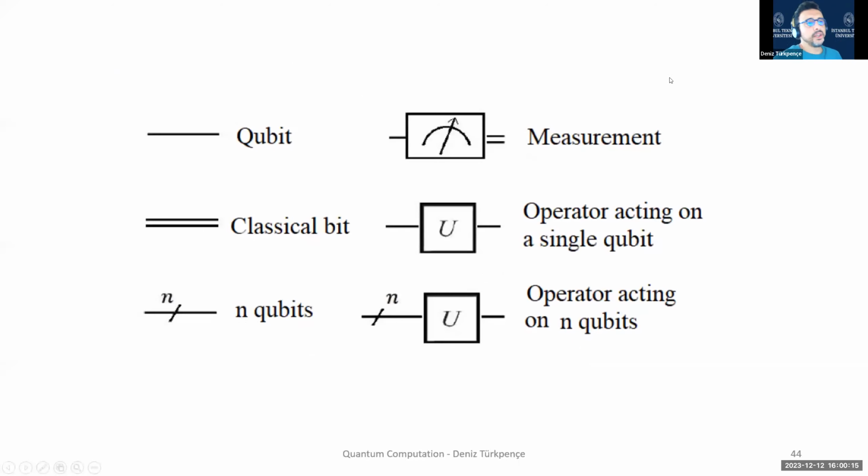So in quantum algorithms, a single line represents a qubit, and double lines represent classical bits. And this line with n slots represents multiple qubits, n qubits. This symbol represents a measurement. We will see how a measurement can be obtained in the next lecture. And this U is an operator acting on a single qubit, because here you see the U box is on a single qubit line. And this U operator is acting on multiple qubits. Okay, so these are just the symbols. When you look at a quantum algorithm, you should understand what's happening.